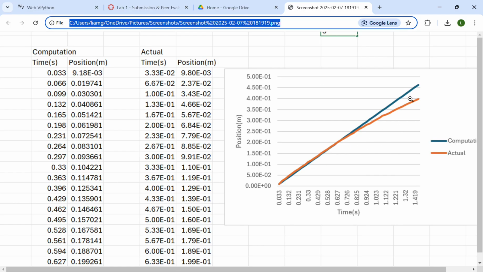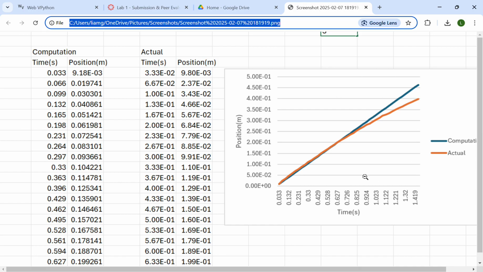As you can see, the computational is more linear than the actual, and this can be attributed to many things. The two main ones would be the friction force and force of air resistance acting on the marker in real life, which obviously caused the actual marker to have a smaller final position than the marker in the computation.